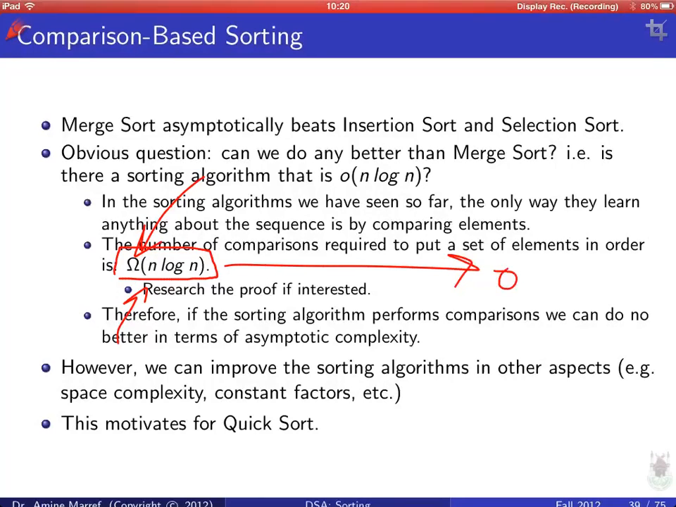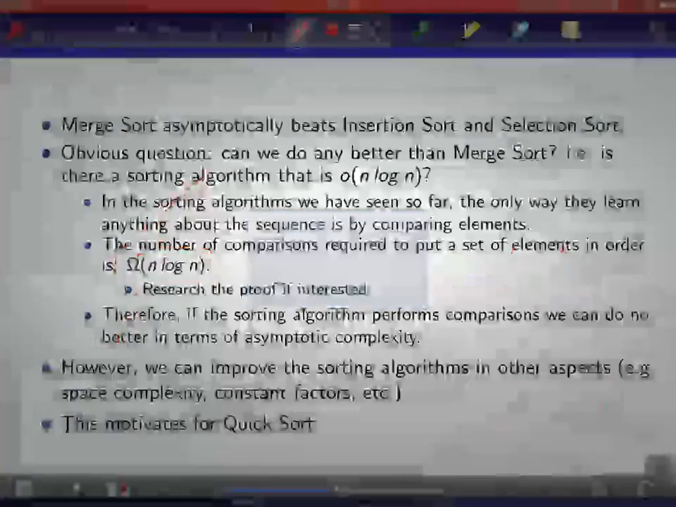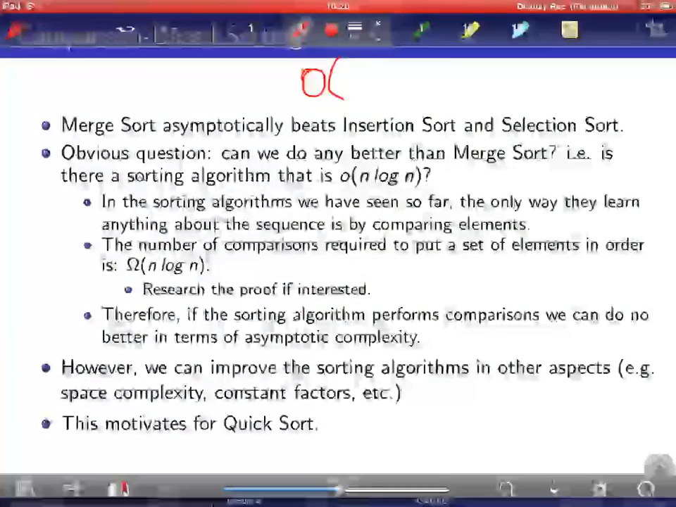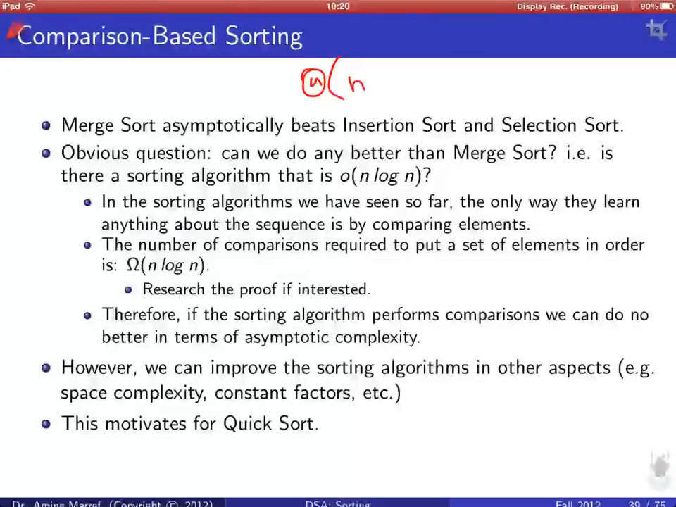So merge sort is n log n, and we cannot have something better than n log n. However, merge sort has two problems: a high constant factor and an extra space of big O of n. So if we find a sorting algorithm which is n log n and either has a lower constant factor or doesn't use big O of n space, or has neither a high constant factor nor large space usage, then it is going to be better than merge sort.